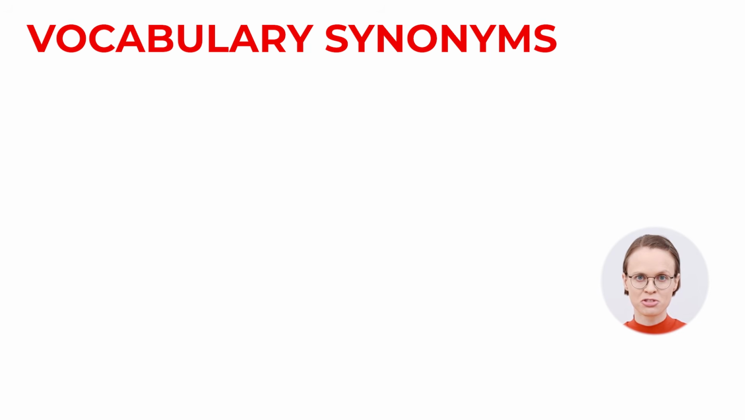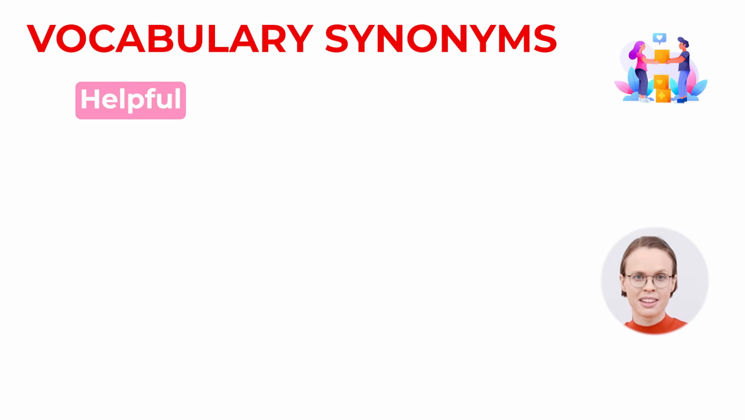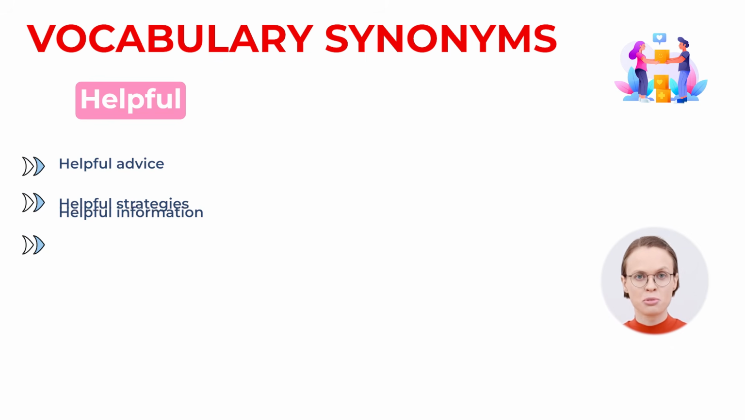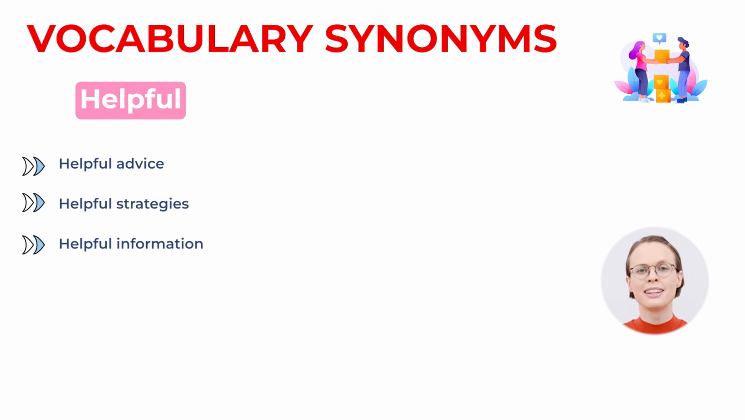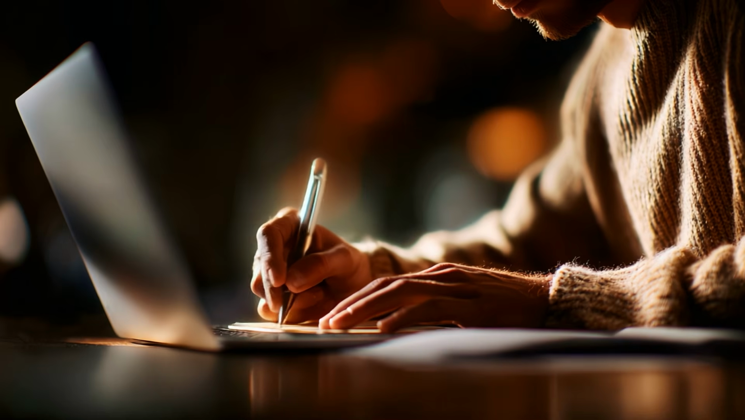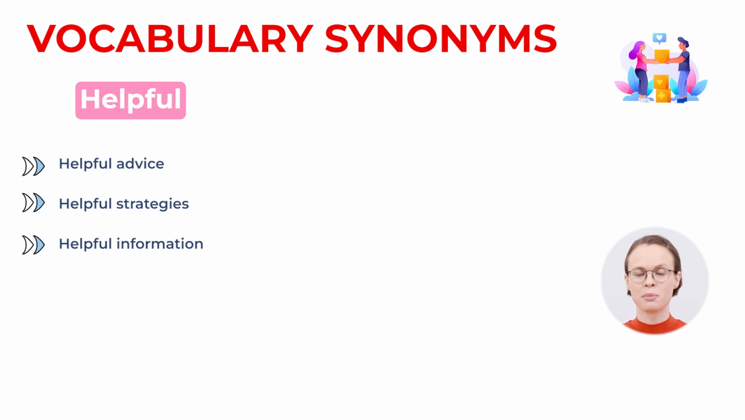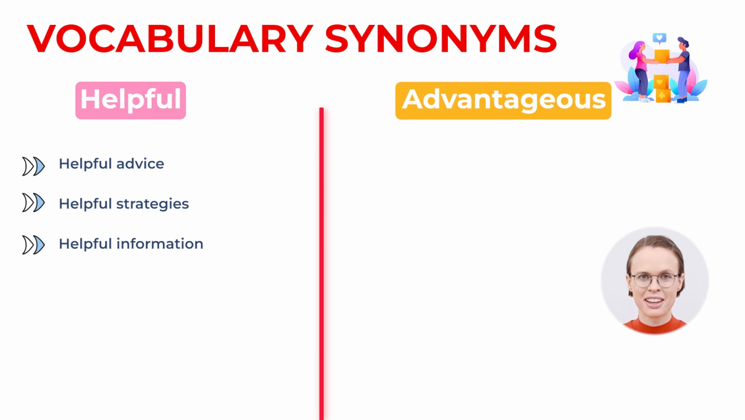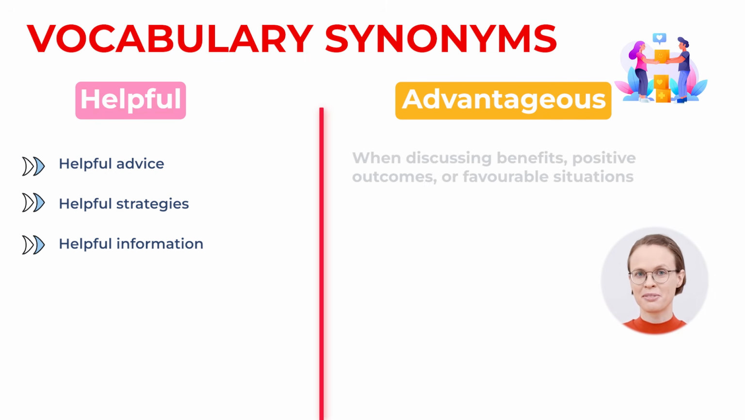The second extremely common word is helpful. This appears everywhere in CELPIP responses, from helpful advice to helpful strategies to helpful information. While it's grammatically correct, it's also incredibly basic. CLB 10, 11 and 12 candidates use more precise alternatives. A brilliant upgrade is advantageous. This word is particularly effective when discussing benefits, positive outcomes, or favorable situations. It's formal, precise, and shows that you can use advanced vocabulary naturally.